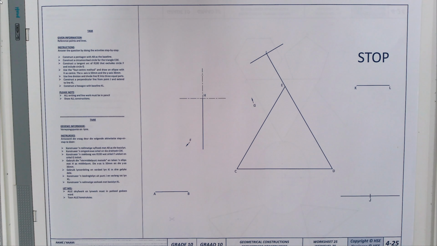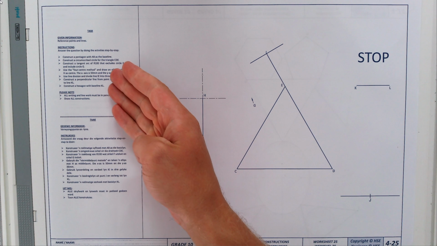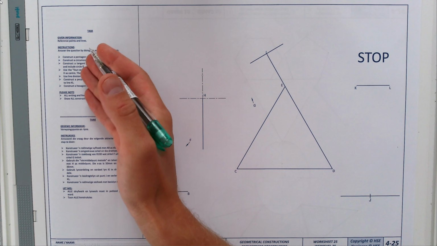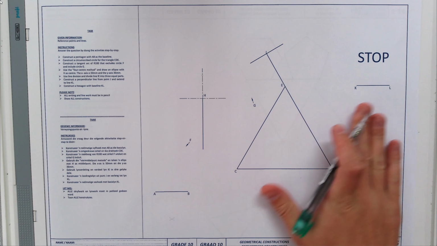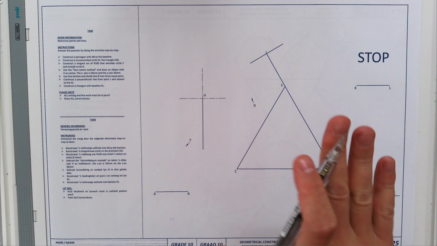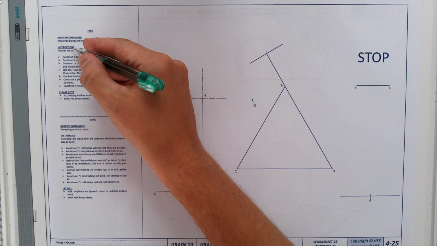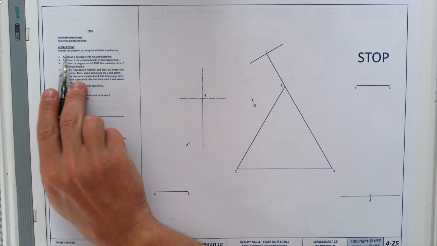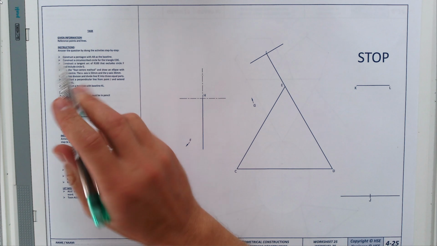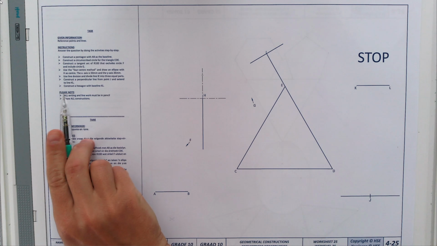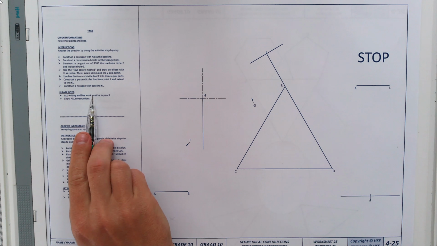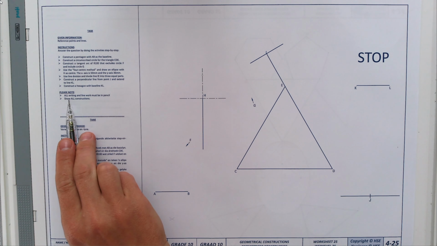In today's lesson, we will look at geometrical construction in the Grade 10 HSE Workbook, page 4-25. So let's start by reading the task. Given information and reference points and lines. These are the given lines and reference points. We are going to use them when it comes to the instructions. Answer the question by doing the activity step by step. We will follow these instructions in order from the top to the bottom. Please note, all writing and line work must be in pencil and we must show all construction.